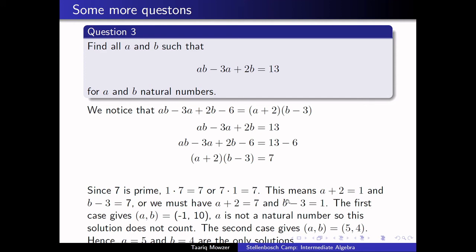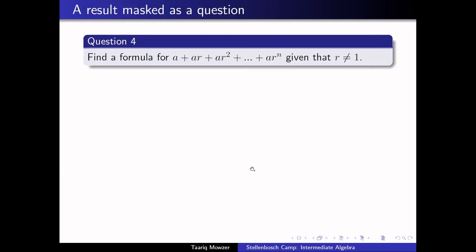Now I slightly shortened this. You have to do a bit more work actually. Remember I said that 7 can only be 1 times 7 and 7 times 1. That's not true. That only works if you're working with natural numbers. But technically these are integers. So you have to check minus 1 times minus 7 and minus 7 times minus 1. But it turns out that for those solutions, a will always be negative, so those aren't valid solutions. I just cut it out so that this could all fit on one slide almost.